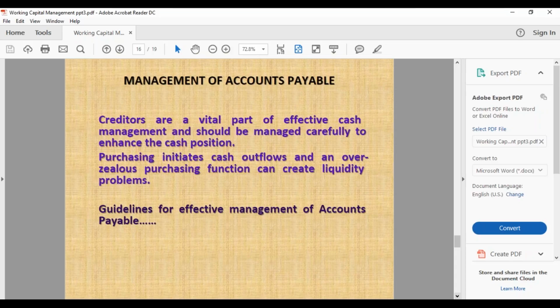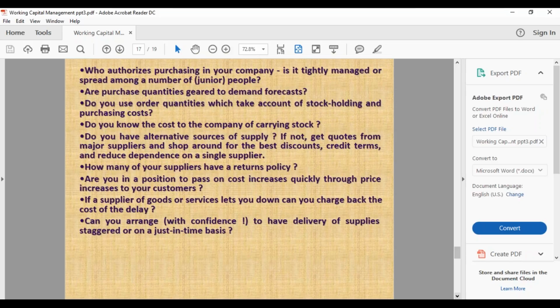Purchasing initiates cash outflows, and overzealous purchasing function can create liquidity problems. So if you buy too much, then you'll run out of cash. So you have to be very careful while buying anything or while buying your inventory. So here are some of the guidelines for effective management of cash accounts payable.